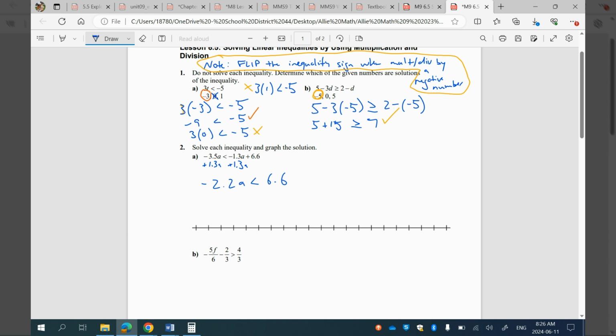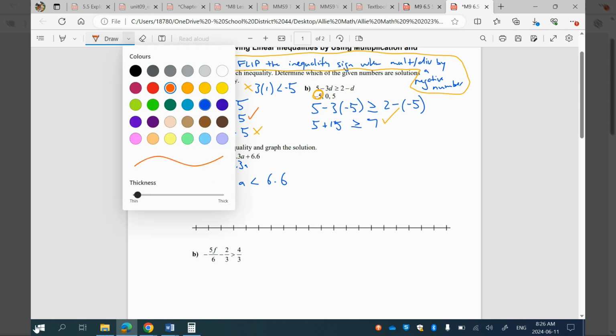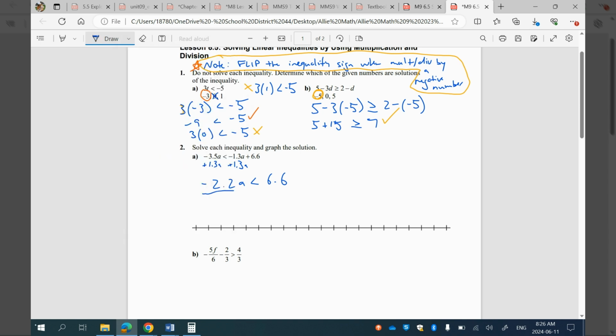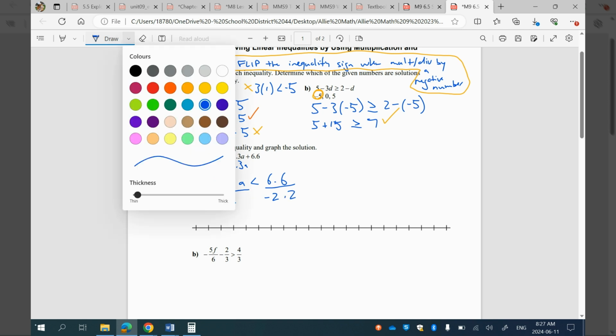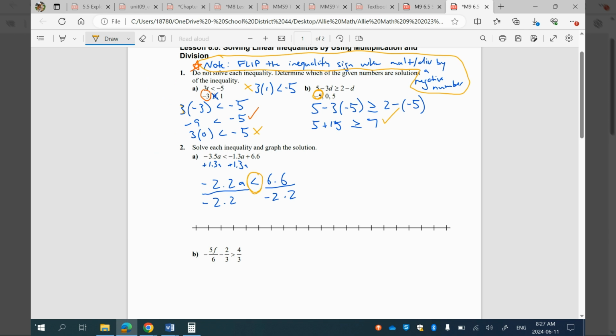And now here is where this note that I gave you at the beginning comes into play. Flip the inequality sign when multiplying or dividing by a negative number. So to get this a by itself, we're going to divide each side by negative 2.2. And because we're dividing by a negative, this inequality sign is going to switch directions. So a is now less than, so 6.6 divided by negative 2.2 is going to be negative 3. So now a is going to be greater than negative 3.